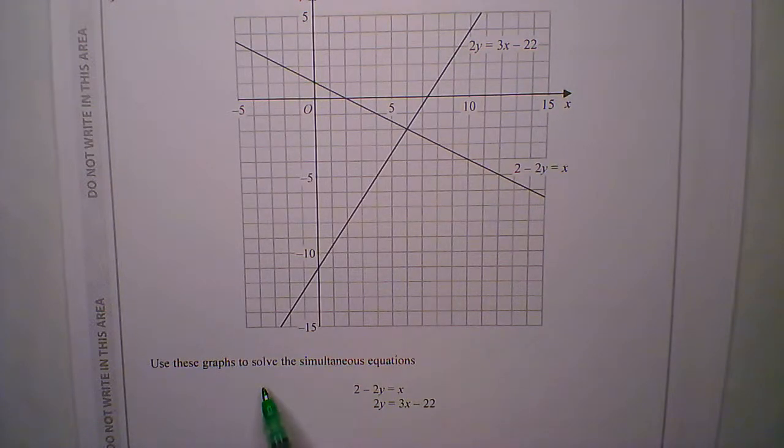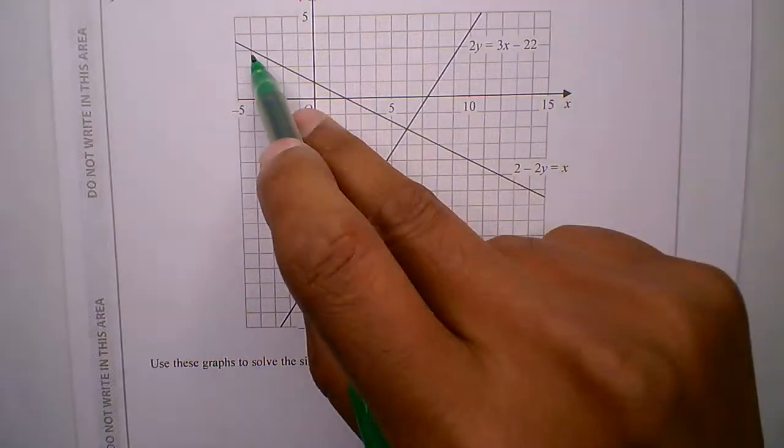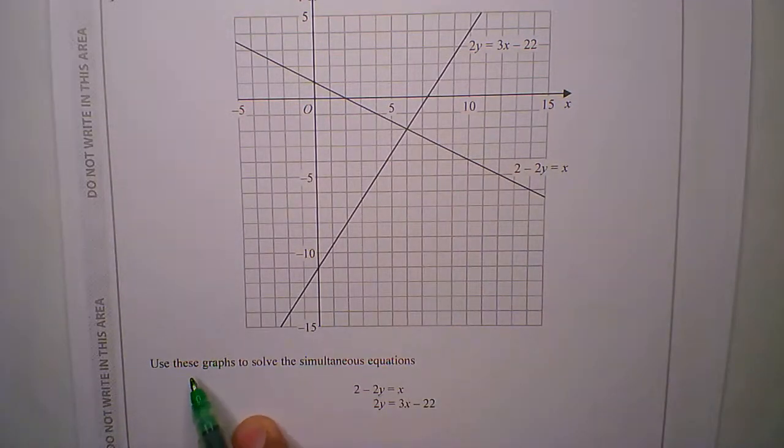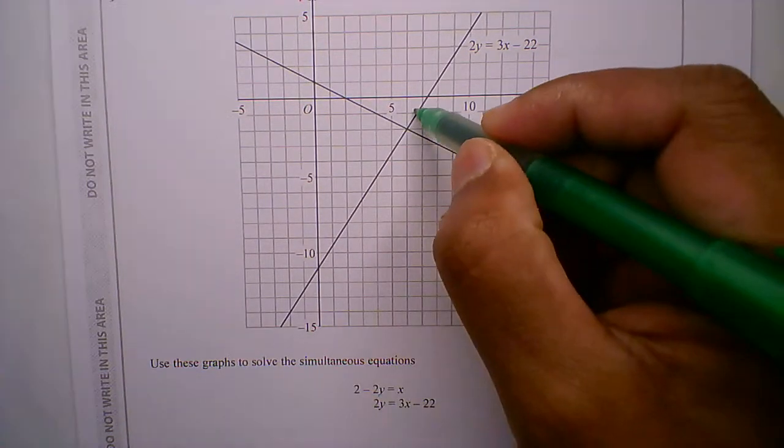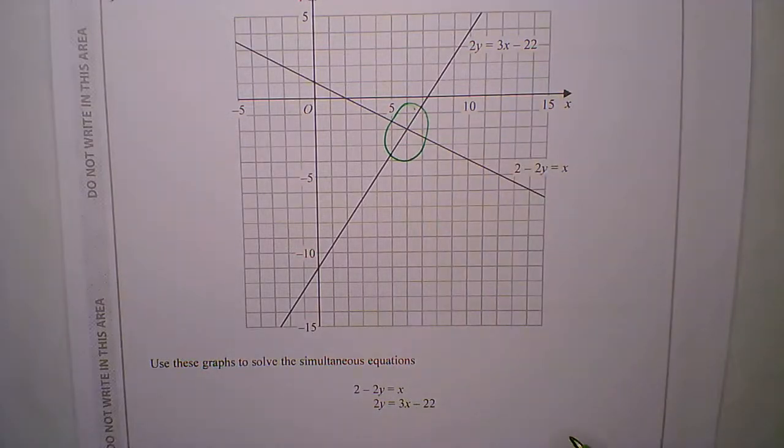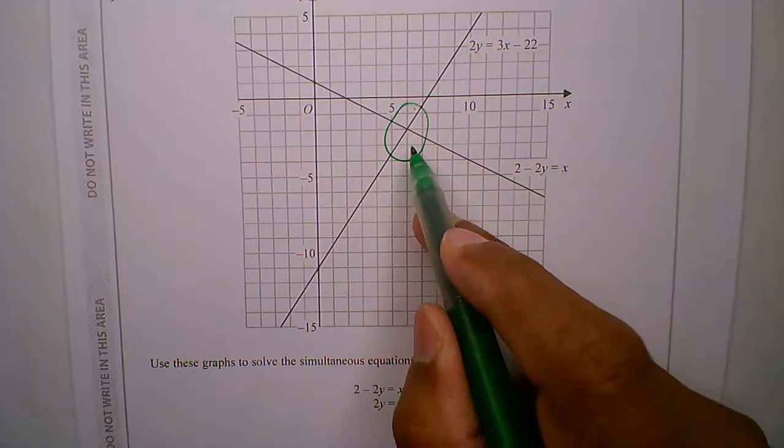Okay, so use these graphs to solve the simultaneous equations. 2 take away 2y equals x, and 2y equals 3x take away 22. So you've got one graph here, another graph there. Use these graphs to solve this. You can see here they both cross. So that is what we're looking for. So what is this point?